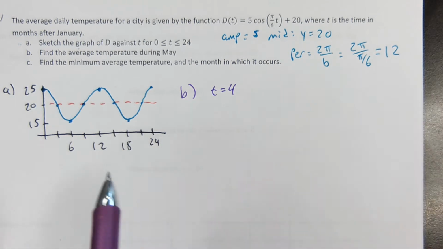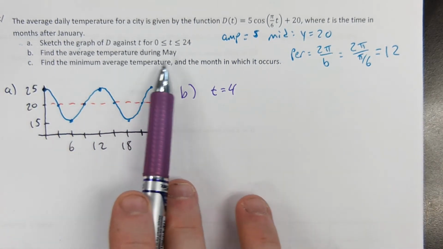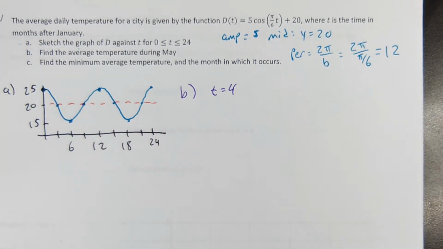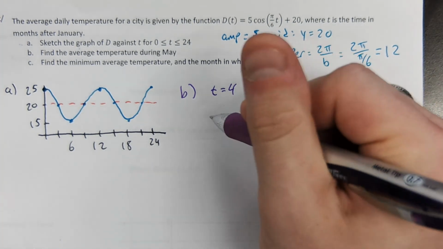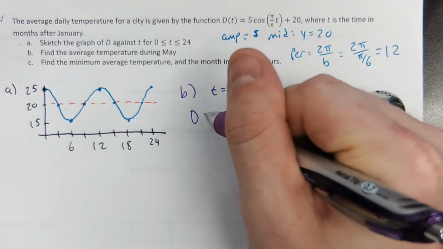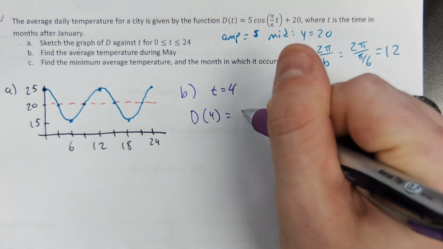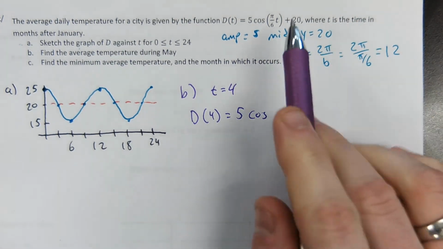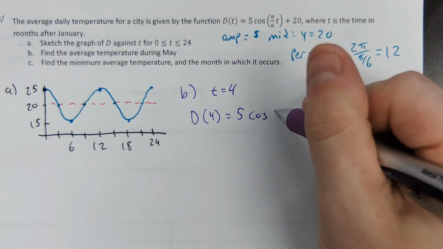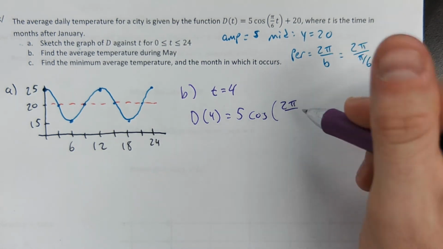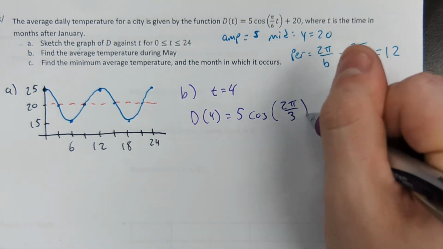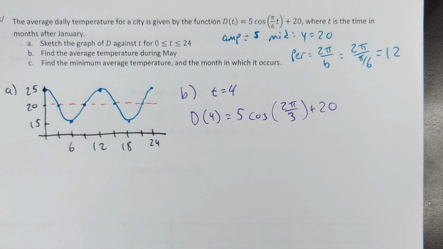When I'm reading ahead of the question, find the minimum average temperature in the month. No, let's do the whole thing by hand. Let's see, average temperature when we plug in 4: 5 cosine, let's see, 4/6 is 2/3, so 2 pi over 3, plus 20. Of course, I don't know my unit circle, so I will have to draw 2 pi over 3.